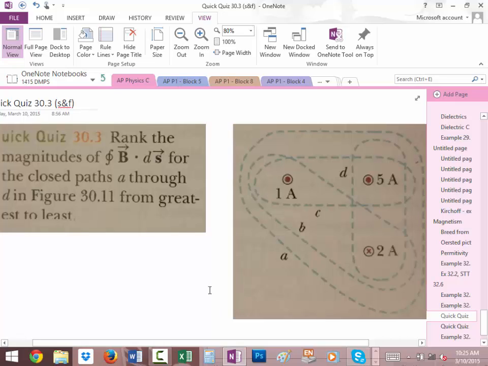So here's the situation. I'm going to highlight things for you. Hopefully it'll be easier to see. I don't know why these colors are so bad. The question asks you to rank the magnitude of the line integral of B dot ds for the closed paths A through D in this picture, from greatest to least.